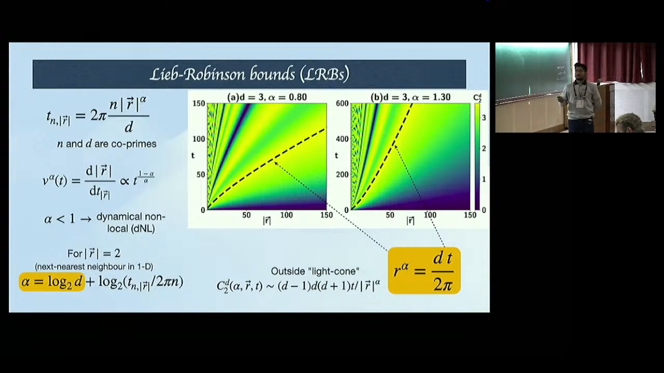Now for the long range effect in a 1D system, the first long range effect comes in our next nearest neighbor, for which r equal to 2, and putting r equal to 2 here, we do get back the alpha equal to log d statement, and here n and d have to be co-primes.